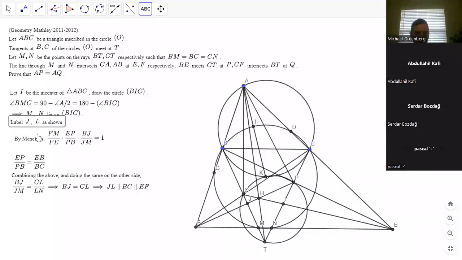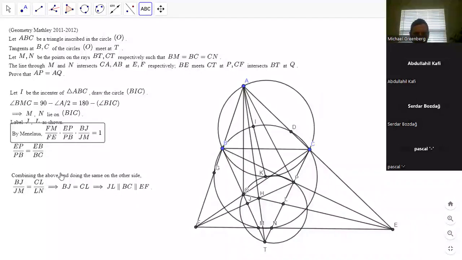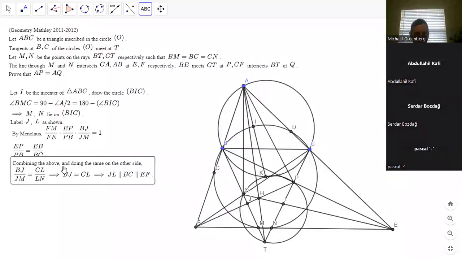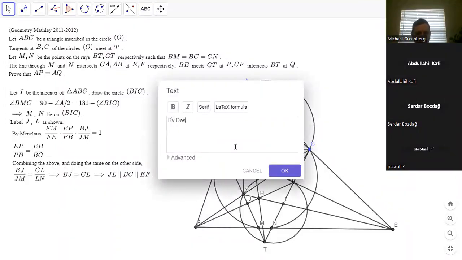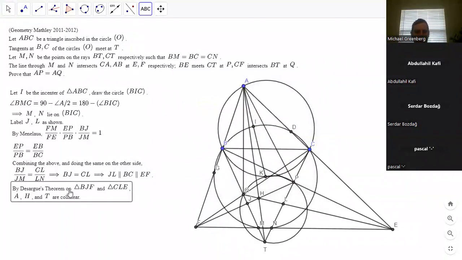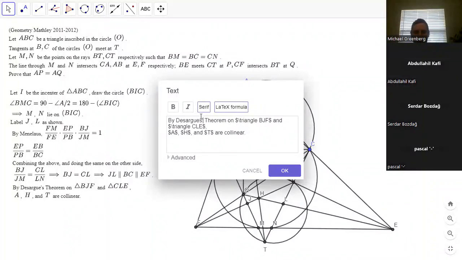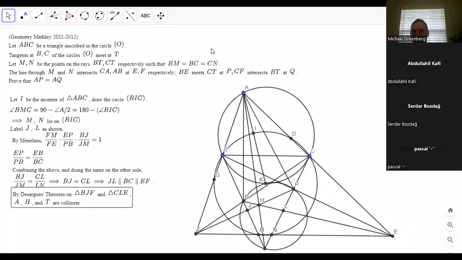So I'm going to make room here. And then by Desargues on BJF and CLE, A, H, and T are collinear. Actually, I think it's really like this, but it doesn't matter. What we know, sine AQK equals sine APK.